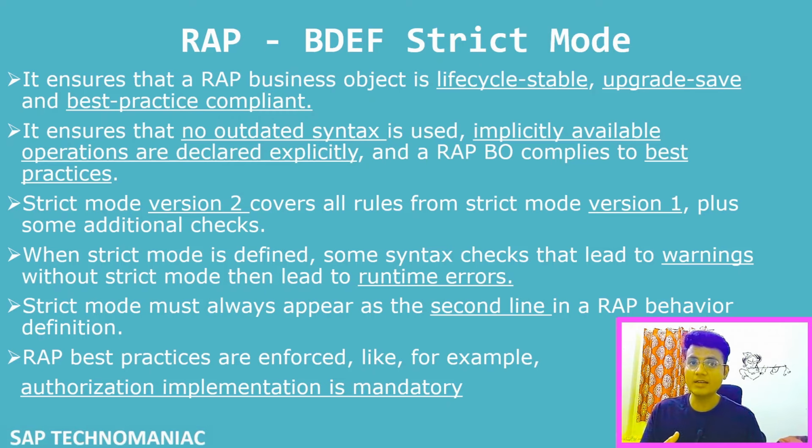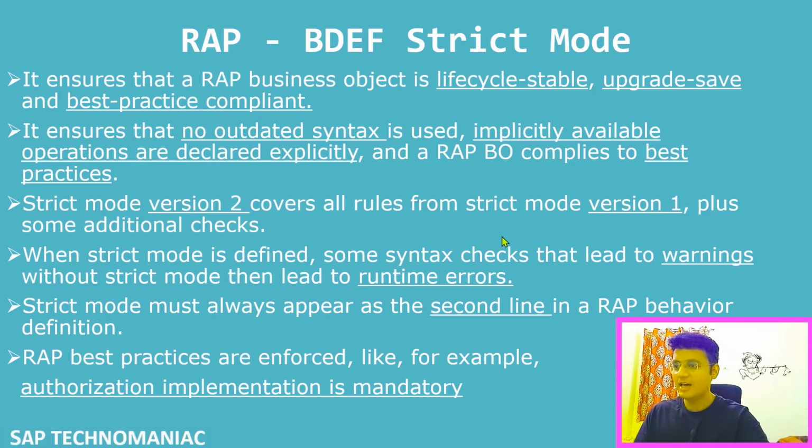Like that we can release those kind of business objects. If you don't use this strict mode, then you will not be able to release those particular business objects. Why we have to use it: because it will become life cycle stable in the future also. If some upgrades come, then our business object will be safer from those upgrades, and it will always enforce us to use best practices.